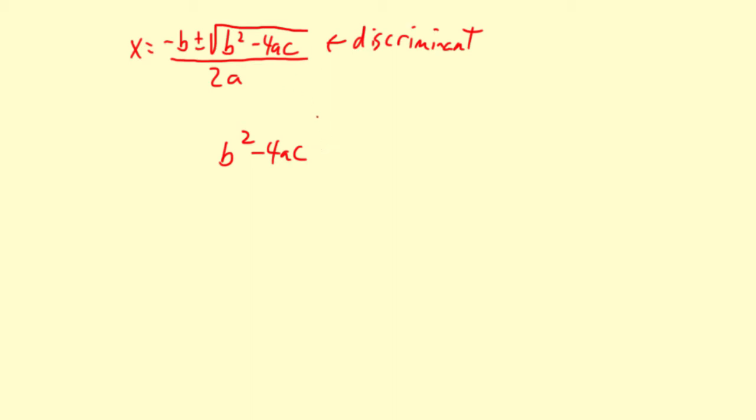So let's say b squared minus 4ac turns out to be greater than 0, in other words, a positive number. That means you're going to have two real number solutions to your equation.